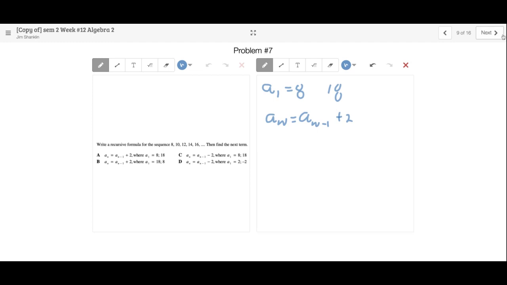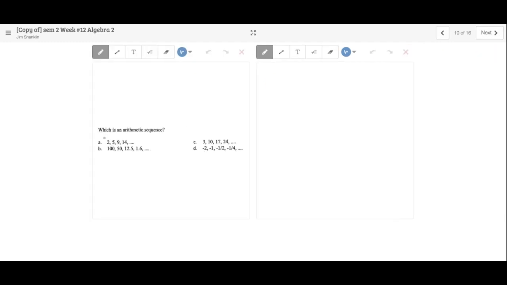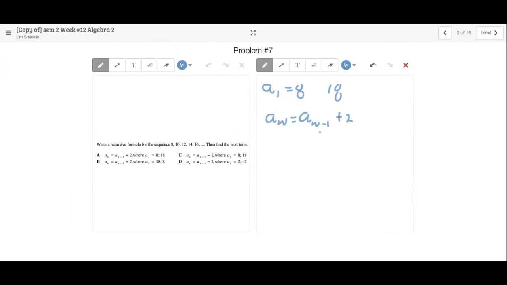All right. Problem number 8. Which is an arithmetic sequence? Let's go back one. a1, a(n) plus 2, letter A. So number 7 was letter A. Part B looks really close, but part B says a1 is equal to 18, which it does not. So they were trying to be a little tricky there. That was not correct.